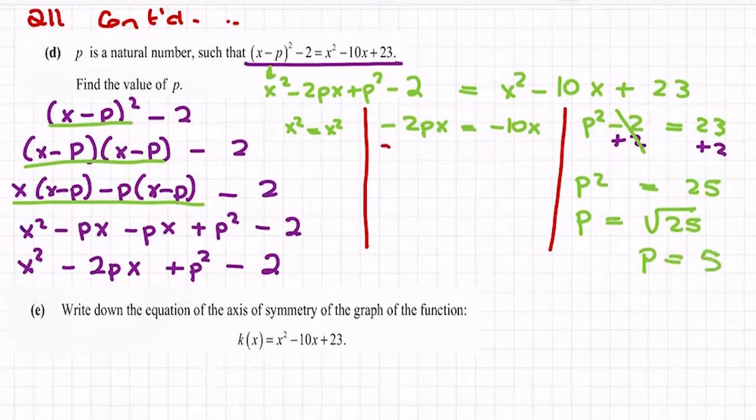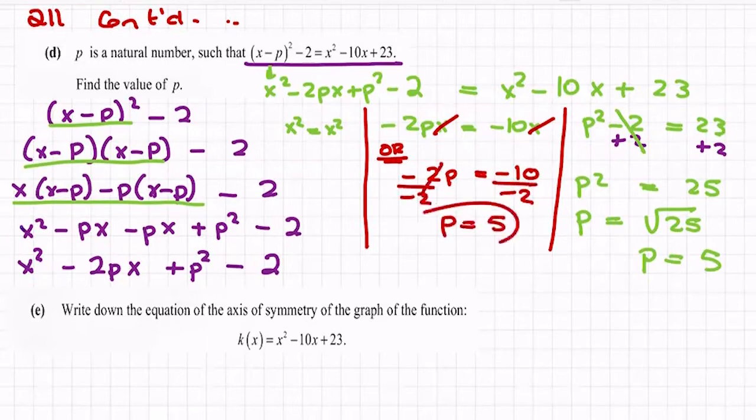Or I could have cancelled the x's here, just like that. Divide across by x. So you have minus 2p is equal to minus 10. Divide both sides by minus 2. P is equal to 5. So you could have done it in either place.